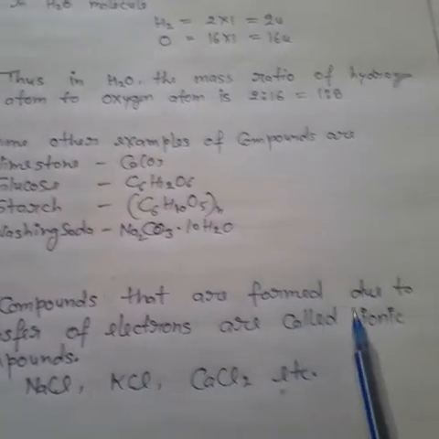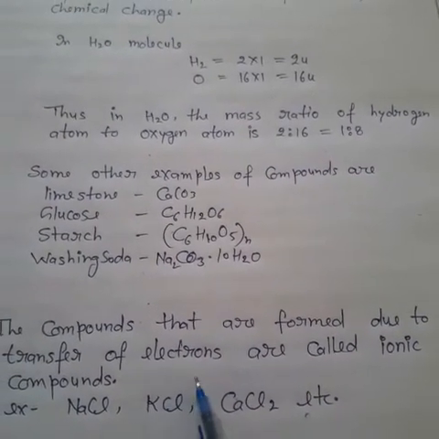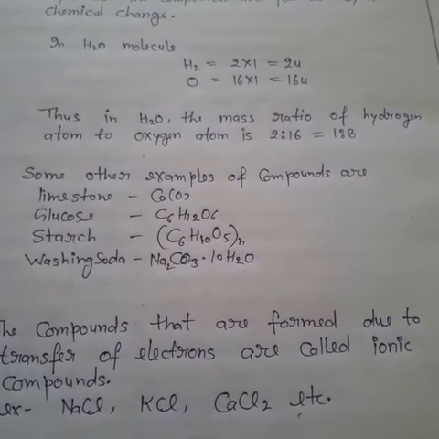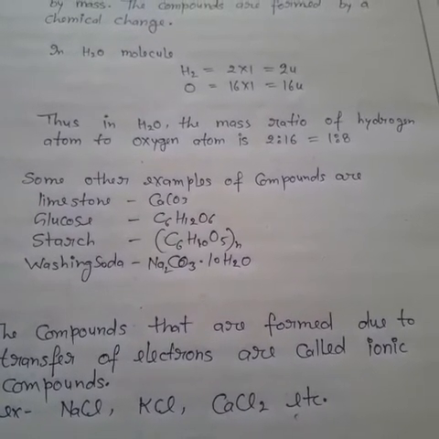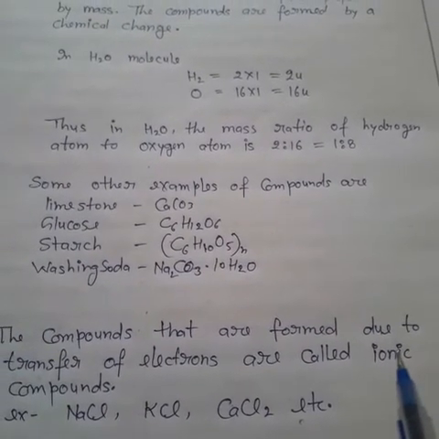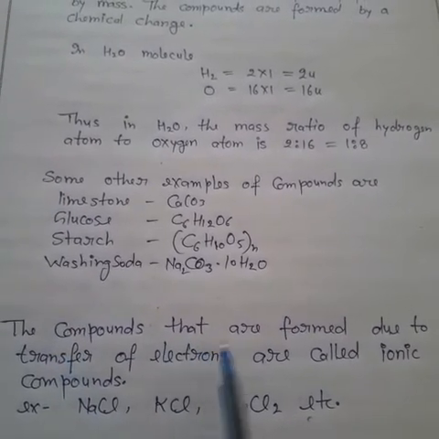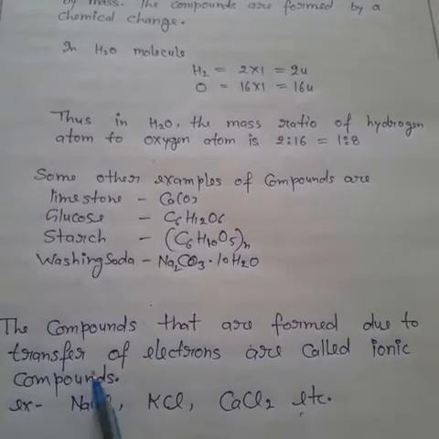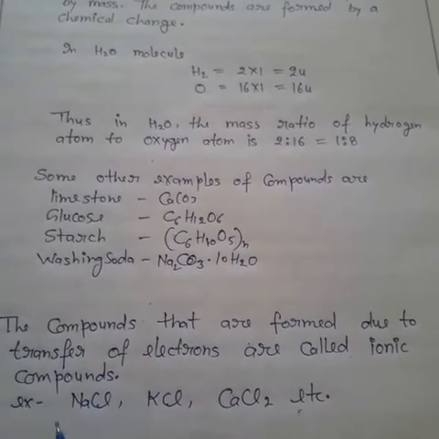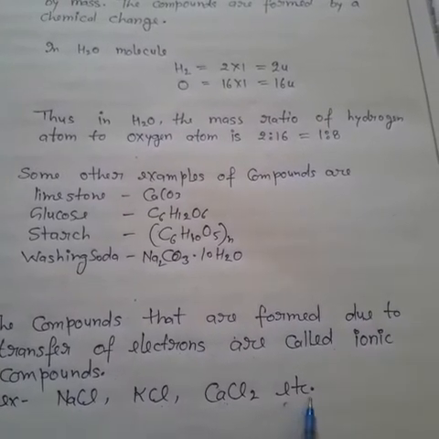The compounds that are formed due to transfer of electrons are called ionic compounds. So the definition of ionic compound is the compounds that are formed due to transfer of electrons are called ionic compounds, like sodium chloride, potassium chloride, calcium chloride, etc.